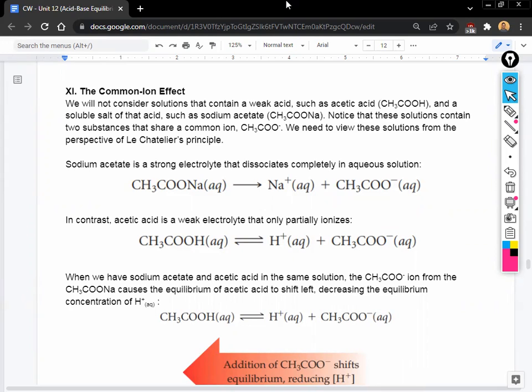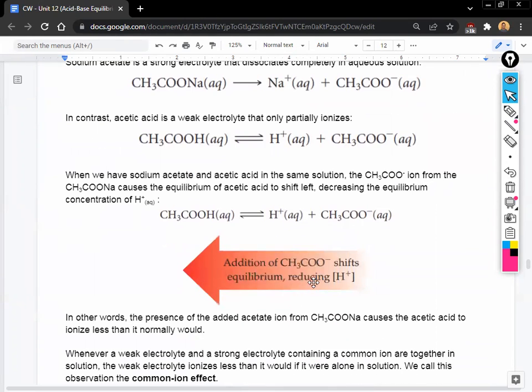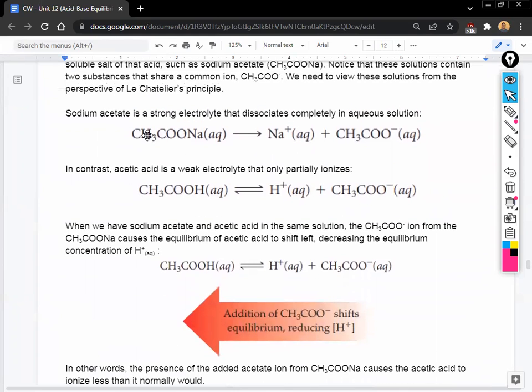Okay, and we kind of just talked about this in the previous section, so you have an idea of what this is going to be like. The common ion effect is what the name sounds like. If you already have an ion in solution and you add more of that ion, it's going to be affected by the ion that's in there. Let's take a look at an example.